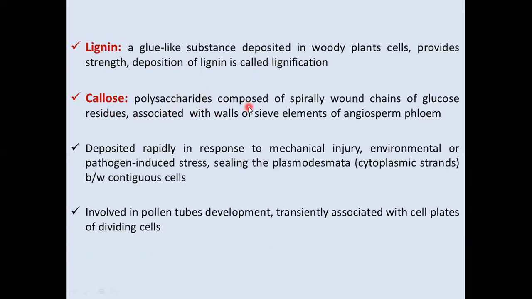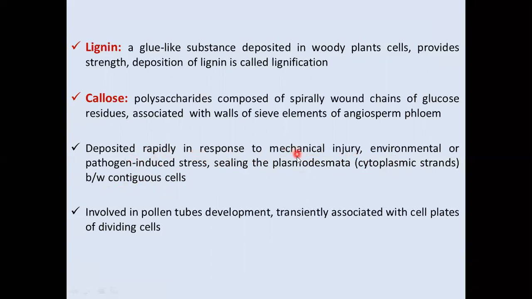Cellulose is a polysaccharide composed of spirally wound chains of glucose residues, and the structure is a spiral structure of glucose chain because it is a polysaccharide made of glucose. It is associated with the wall of sieve elements of angiosperm phloem, which transport food material, deposited rapidly in response to mechanical injury, environmental or pathogen-induced stress, and sealing the plasmodesmata, which is the cytoplasmic strand between two contiguous cells.